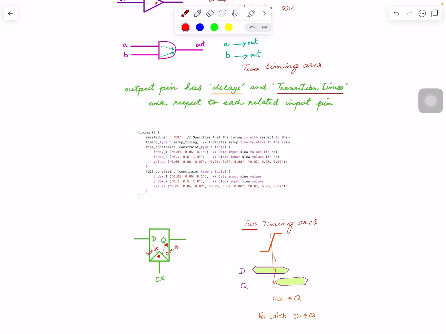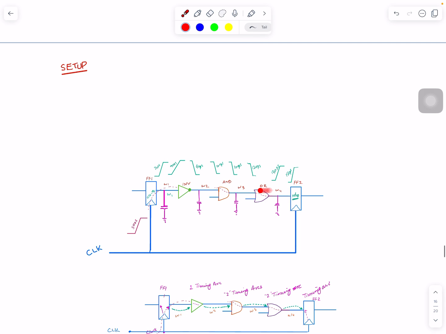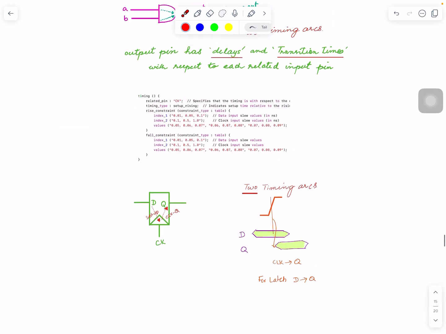In the next video, I will start looking into a timing path. Now we are combining everything and how transition time and delays are calculated. So yeah, let's discuss it then.